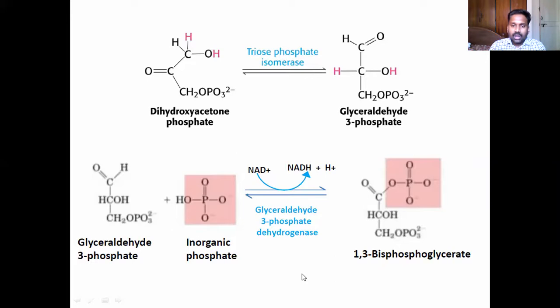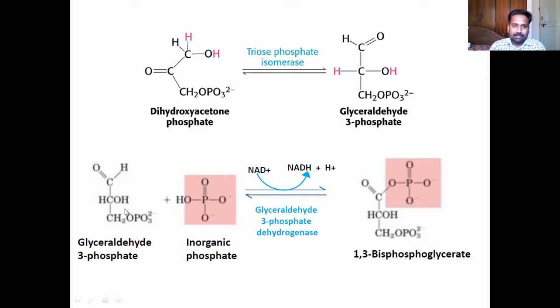Now, in the bisphosphoglycerate, what is the functional group? Don't worry about what has happened. You just look at the structure.